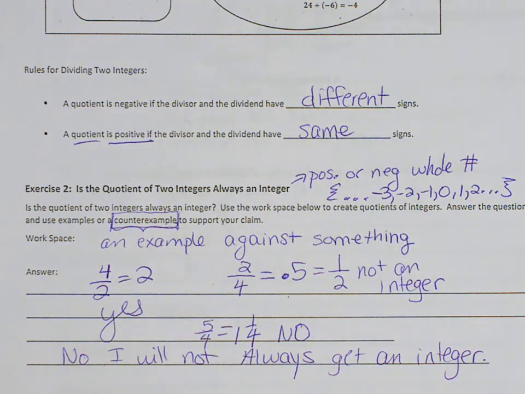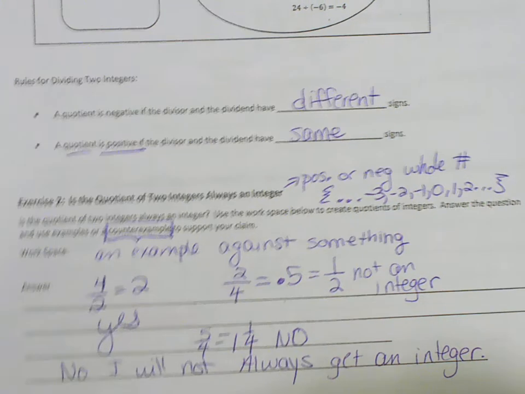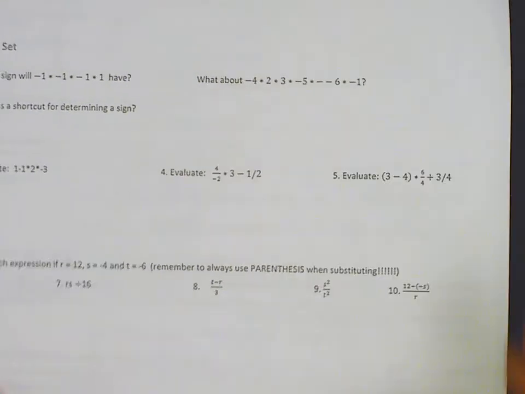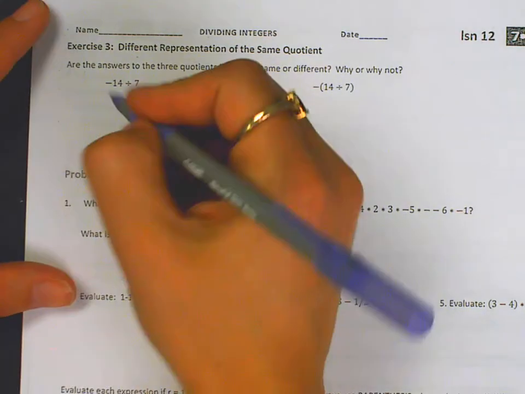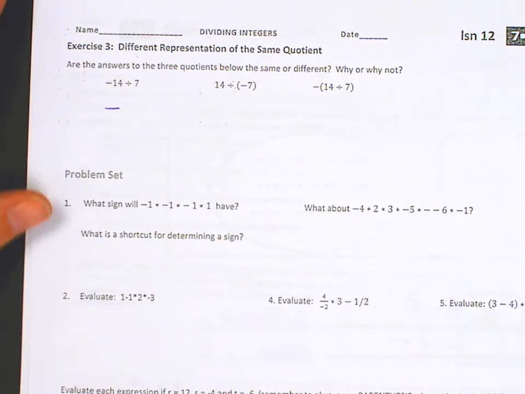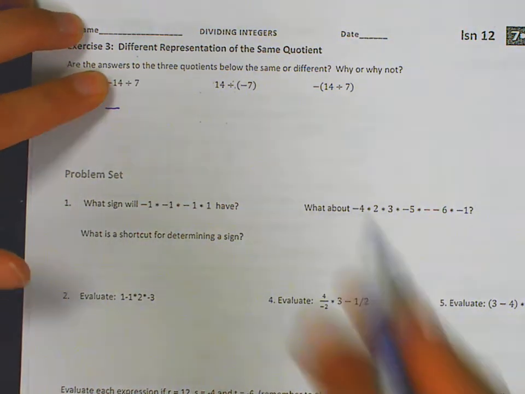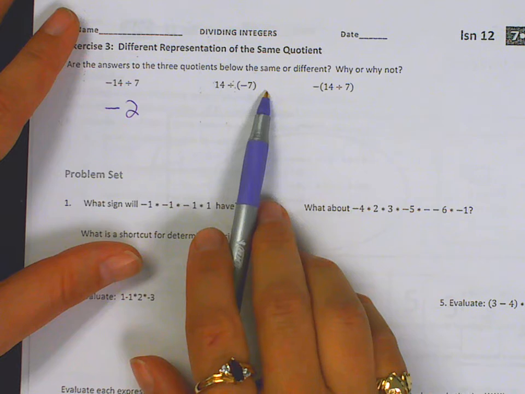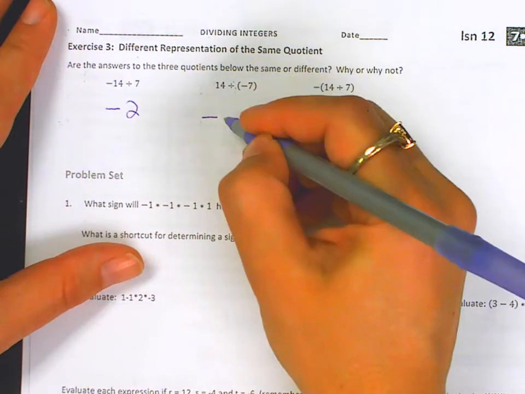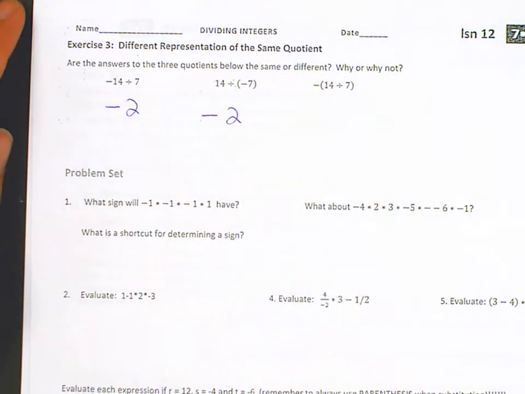Okay? Let's jump into some problems. When the signs are different, you get a negative. And then you can ignore it. 14 divided by 7 is 2. When the signs are different, you get a negative. 14 divided by 7 is 2. This is the same answer.